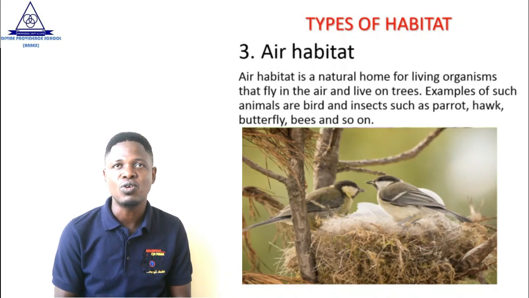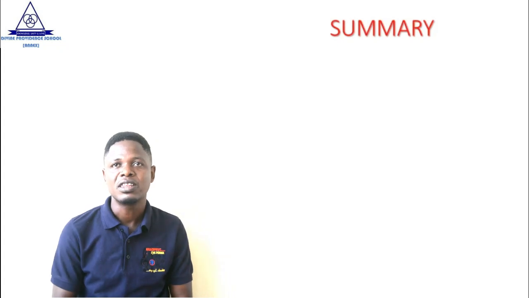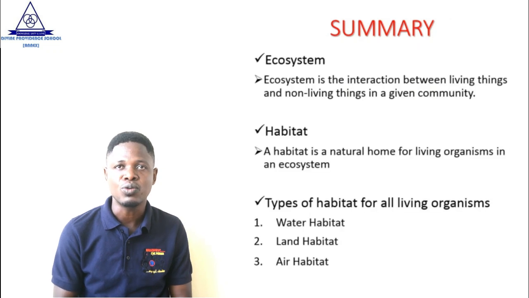Let's quickly move on and wrap up the lesson. Whatever we learned from this particular lesson, let me summarize everything for you. We looked at the definition of ecosystem, where we got to know that an ecosystem is the interaction between living things and non-living things in a given community. I know that you've also gotten it.